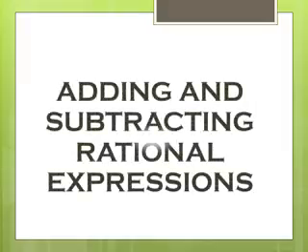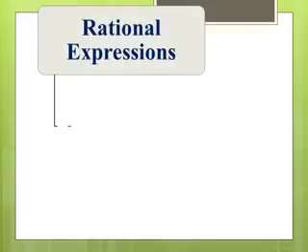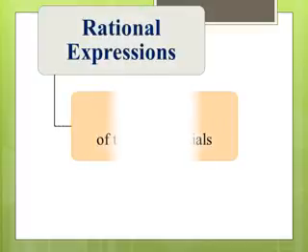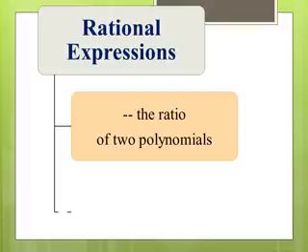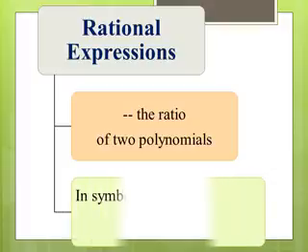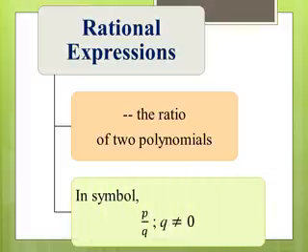Our topic for today is all about adding and subtracting rational expressions. But before that, let us first define rational expressions. A rational expression is the ratio of two polynomials. In symbols, we write it as P over Q, where Q is not equal to 0. Otherwise, the expression will become undefined.